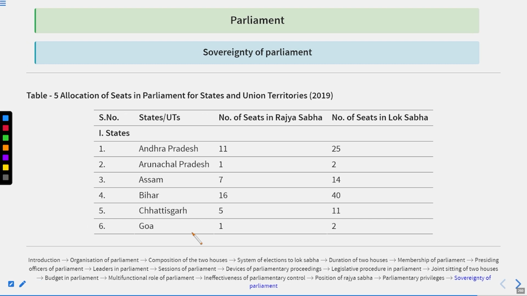Here we have some allocation of seats. All right. So here the data could change. It is just for your information. It is not so important from the examination point of view.